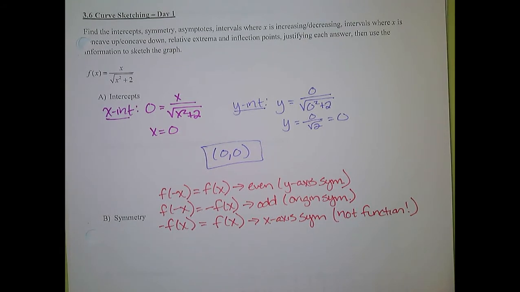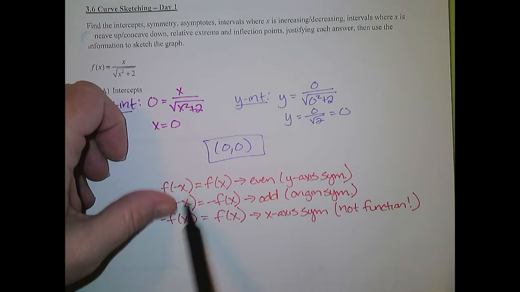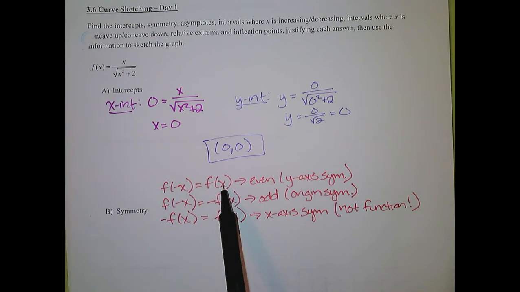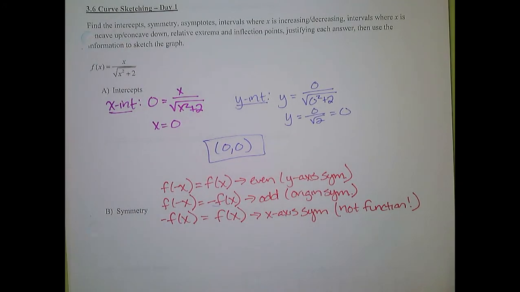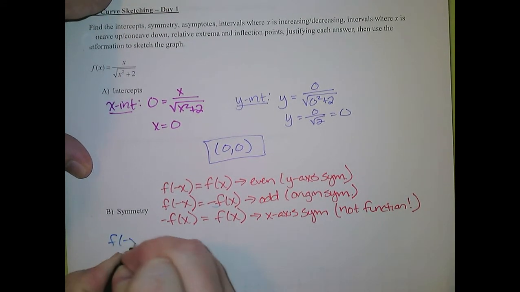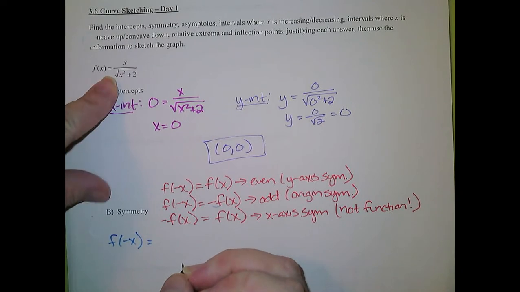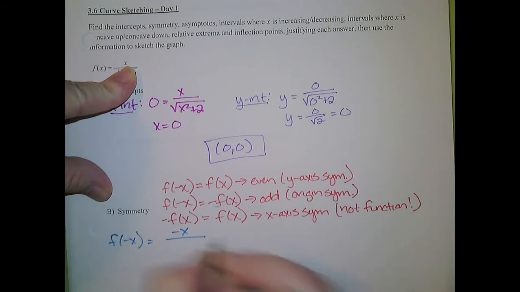So let's see if we can use that to determine what kind of symmetry we have. Notice that whether we have even or odd, we can check f of negative x. And if we get f of x, our original function back, we know it's even. If we get negative f of x back, the opposite of our original function, we know it's odd. And if neither of those things happen, then we don't have either of those types of symmetry. So I check by looking at what is f of negative x. If I go to my original function definition, and I change my x to negative x, then I have negative x divided by the square root of negative x squared plus 2.